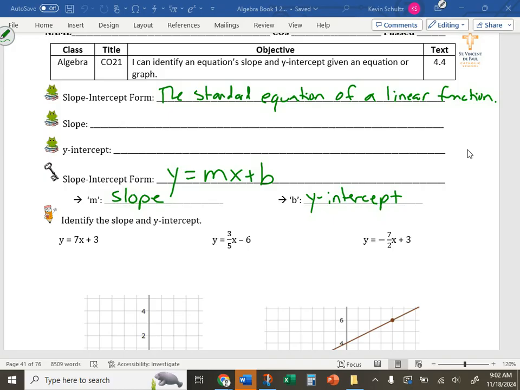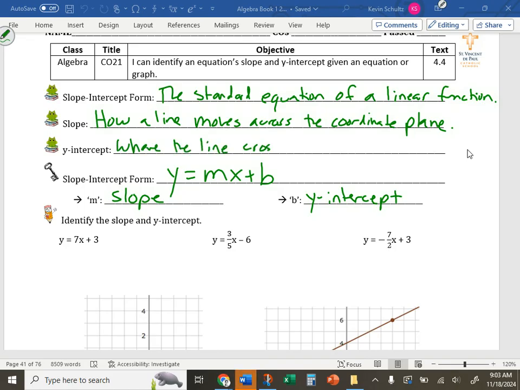So, in slope-intercept form, the two variables that we really care about, especially with the graphing, are the m and the b. The slope, as we know, the definition is how a line moves across the coordinate plane. Rise over run. We've talked about slope the last couple of objectives now. The y-intercept is where the line crosses the y-axis.